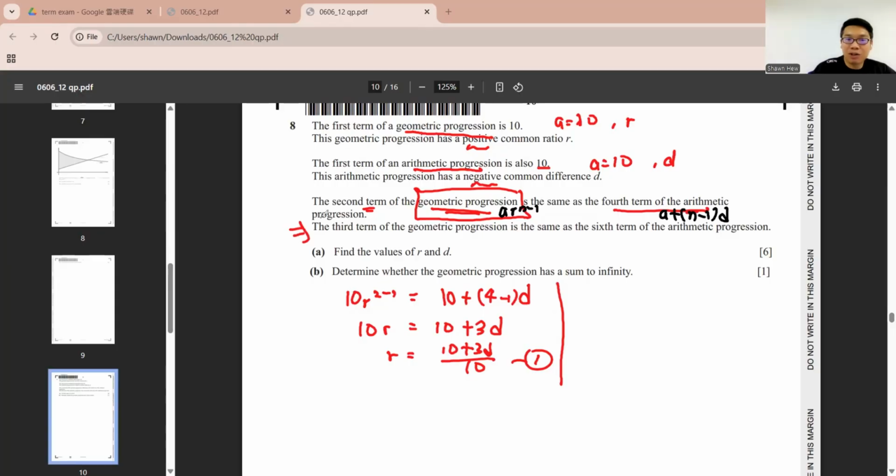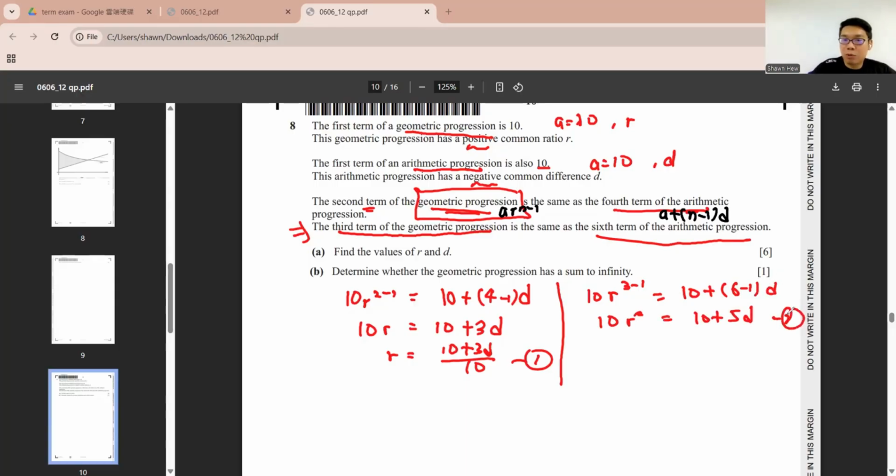So the second piece of information comes from here. The third term of the geometric progression, a r to the n minus 1, is the same as the sixth term of the arithmetic progression, a plus n minus 1 d. So we sub equation 1 into equation 2.